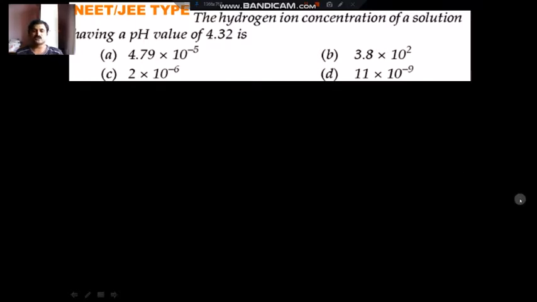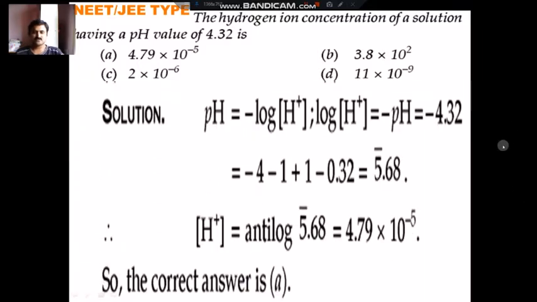So how it is solved in a theoretical manner. See, pH value is equal to minus log of H plus ion concentration, whereas pH substituted in this, the next number after 4 is 5, that means antilog of minus 5 plus 0.68, that is bar 5.68, observed as 4.7 into 10 to the power of minus 5. So the correct answer is option A.